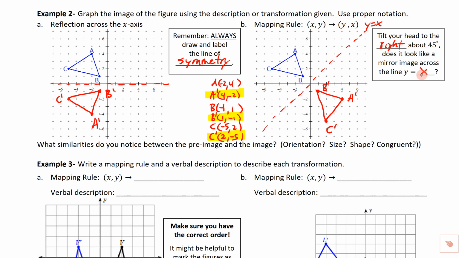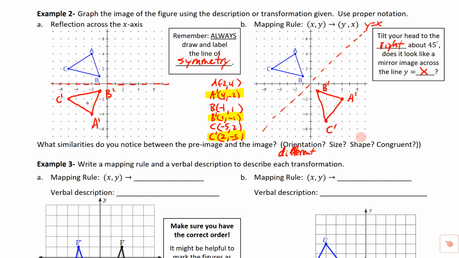Now what I'd like you to do here is note some similarities between the pre-image and the image. Again, what do you notice about the orientation, the size, and the shape, and what about congruency? So on this one right here, they're definitely not oriented the same. At first glance, they kind of look like totally different triangles and they don't have anything to do with each other. So I'm going to write different here. Okay, they're oriented differently.